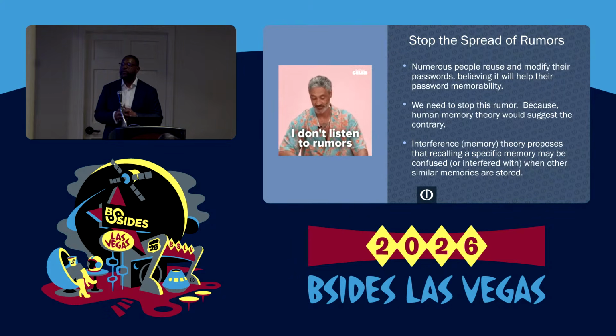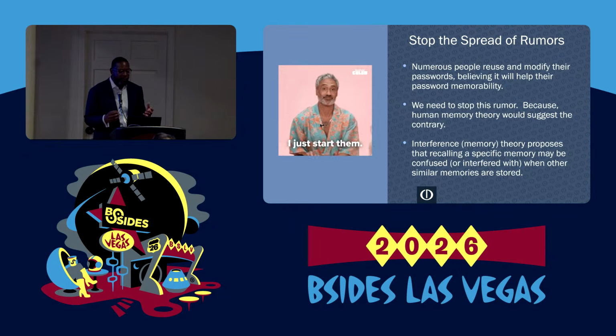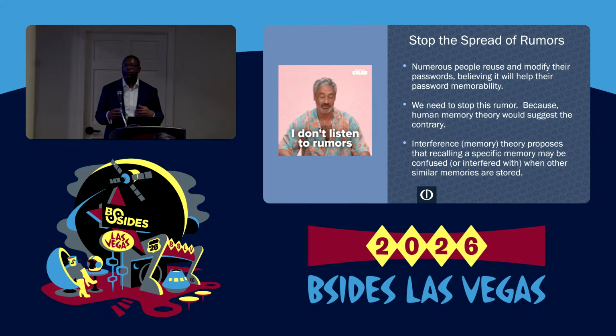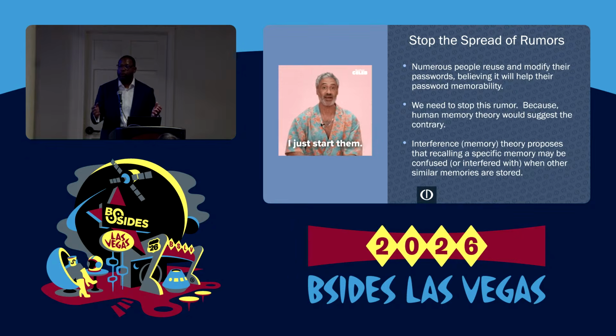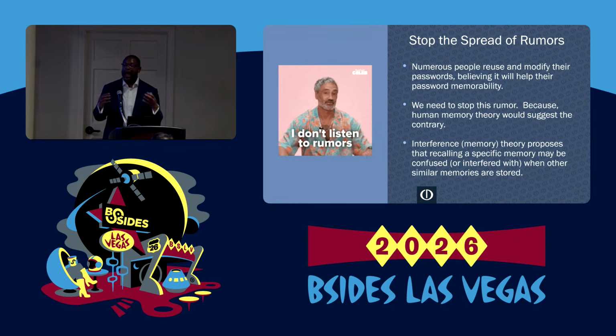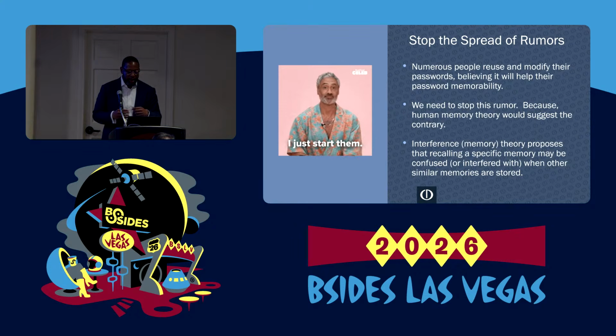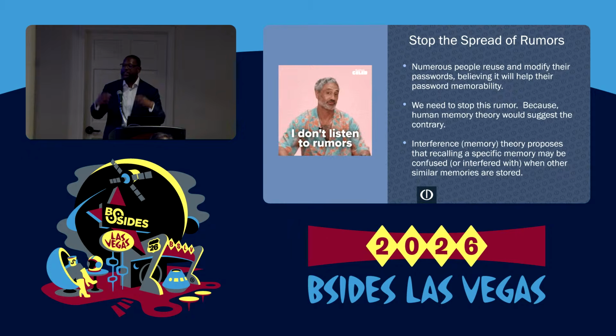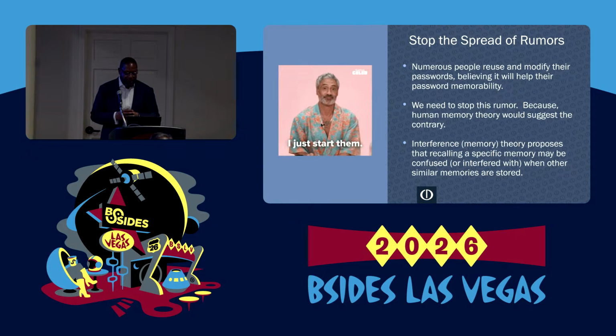So the next thing we need to do is stop spreading rumors when it comes to passwords. Numerous people reuse and modify their passwords believing it will help them remember their passwords. And we need to stop this rumor because it's not true. The human memory theory would suggest contrary to this. Interference memory theory proposes that recalling a specific memory may be confusing when other similar memories are stored.